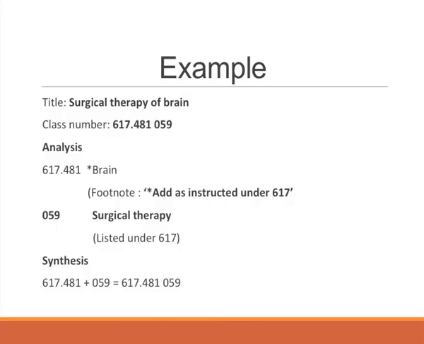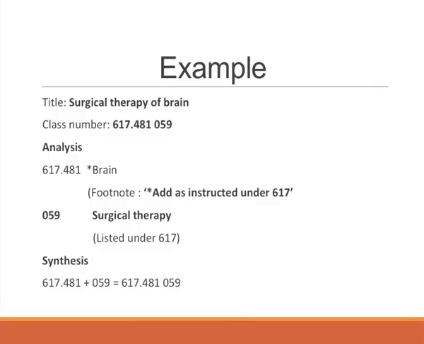Now, we take one more example of classifying a complex document. A surgical therapy of brain is the title of this document. First we analyze this title and find out what is the core subject or basic subject in this. It is brain. So, we are talking about surgical therapy of brain. We take this basic subject and find the class number from the schedules. 617.481 is the number we find for brains. So, this is our basic class number, or we call it base number.